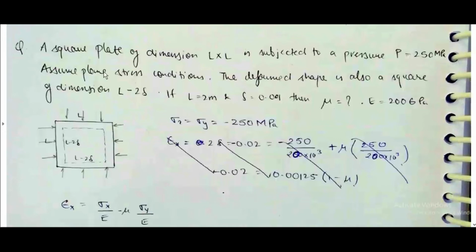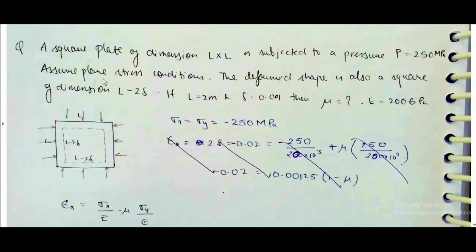A square plate of dimension L by L is subjected to a pressure P is equal to 250 megapascal. Assume plane stress condition. The deformed shape is also square of dimension L minus 2 delta. If L is equal to 2 meters and delta is equal to 0.001, then mu is equal to question mark, E is equal to 200 gigapascal.